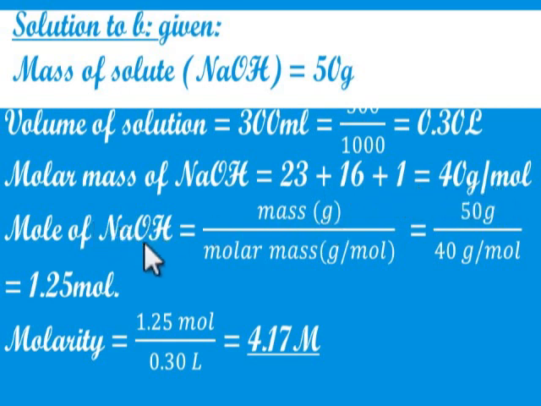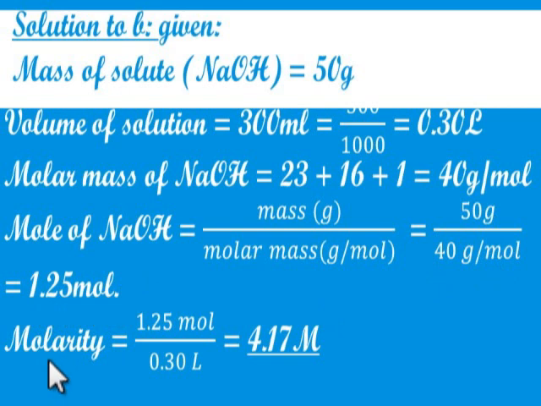Then the mole of sodium hydroxide will be the mass over the molar mass. The mass is given here to be 50, so we have it as 50 gram all over the molar mass. We calculated it to be 40 gram per mole. So if you divide, you're going to have 1.25 mole, which is the mole of the solution.